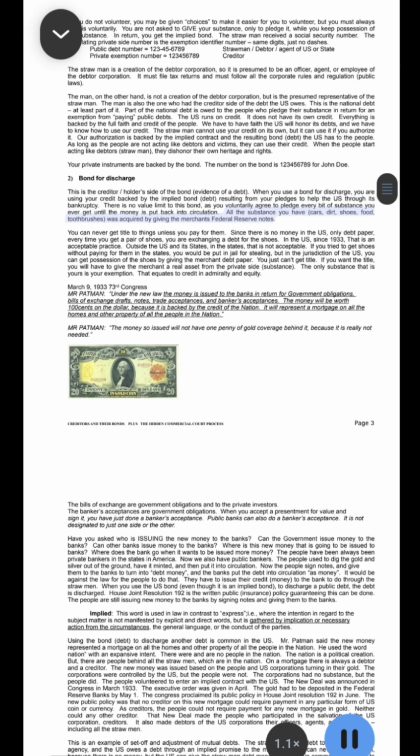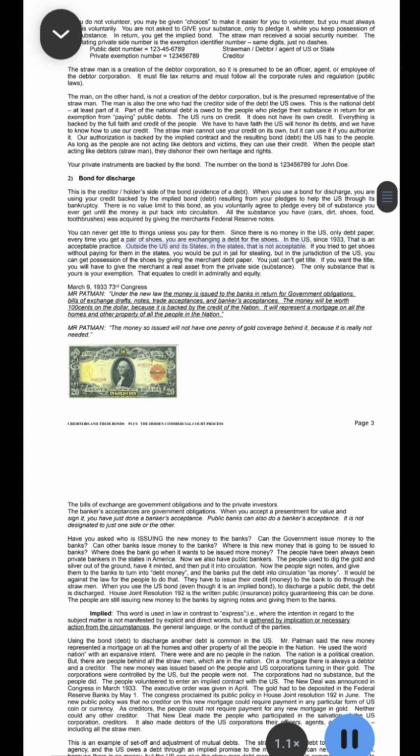All the substance you have, cars, dirt, shoes, food, toothbrushes, was acquired by giving the merchants Federal Reserve notes. You can never get title to things unless you pay for them. Since there is no money in the U.S., only debt paper, every time you get a pair of shoes, you are exchanging a debt for the shoes. In the U.S., since 1933, that is an acceptable practice.